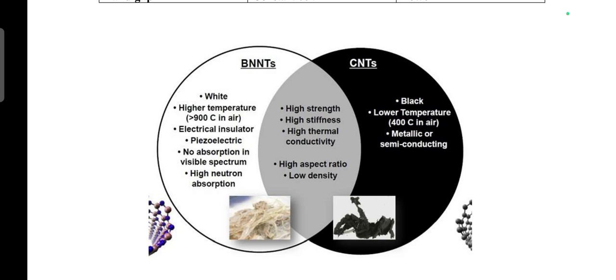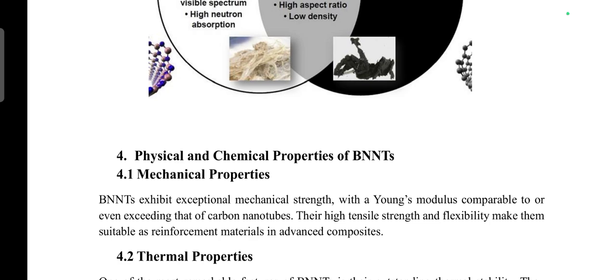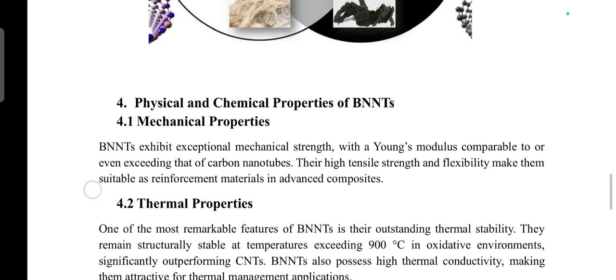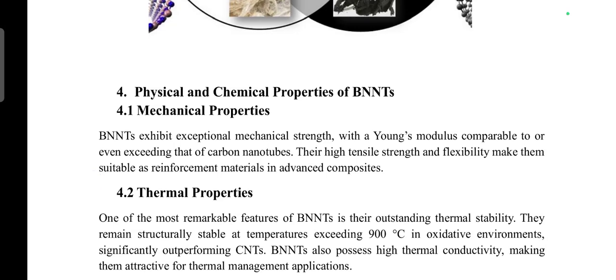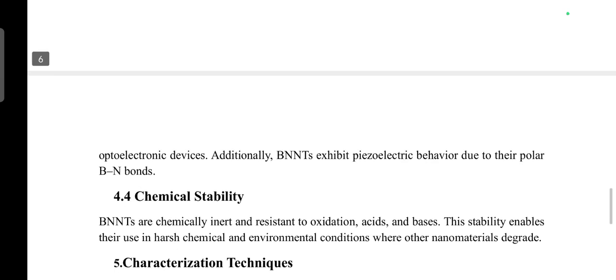On the other hand, carbon nanotubes are black, stable only to a lower temperature of 400 degrees Celsius in air, and metallic or semiconducting. We will discuss their properties later. Then we will discuss the physical and chemical properties of boron nitride nanotubes: mechanical properties, thermal properties, electrical properties, optical properties, and chemical stability.